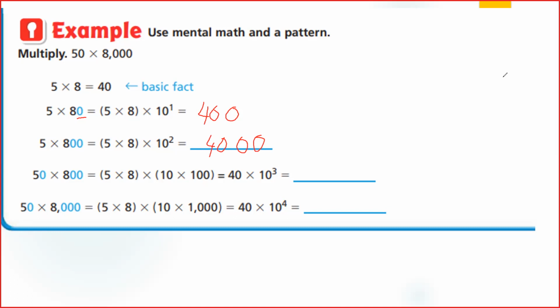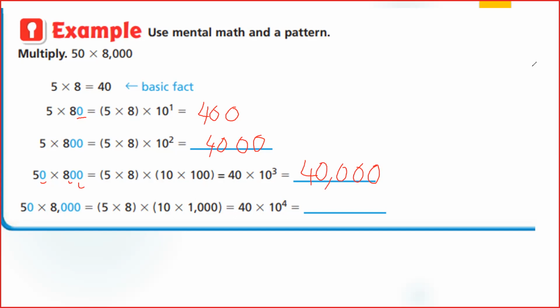Now let's choose another. Yes, Jilan. Here, how many zeros do you have? So how many in all? 3. So you have to write 3 zeros. Then 5 times 8. It equals 40. So the answer is 40,000.